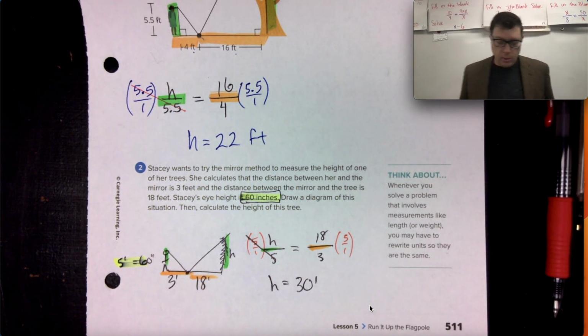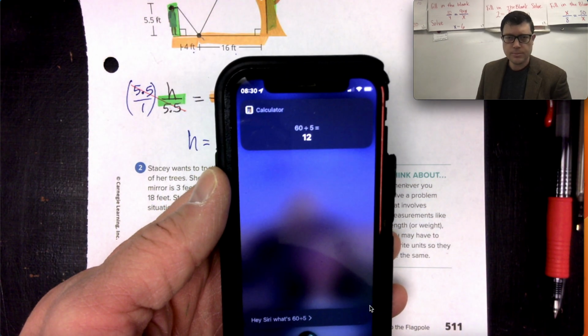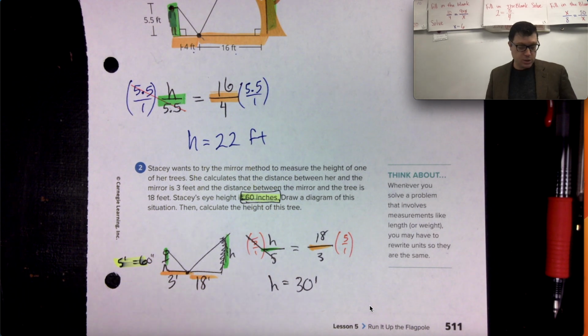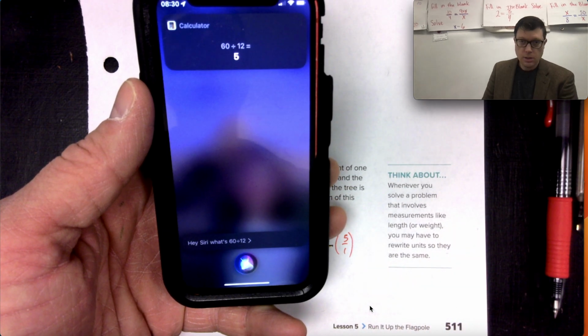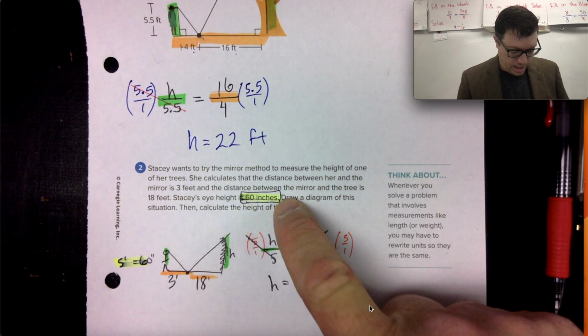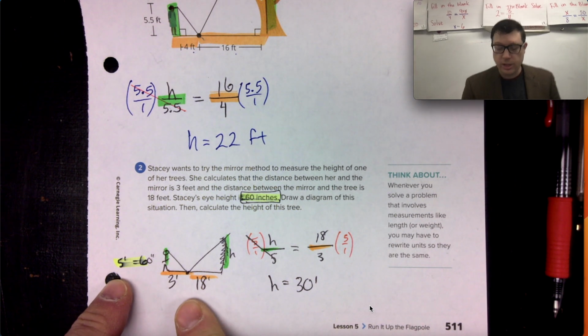So, hey Siri, what's 60 divided by 5? 60 divided by 5 is 12. I said that backwards. Hey Siri, what's 60 divided by 12? It's 5. There we go. So you have to convert the inches into feet so that these other feet measurements are equivalent.